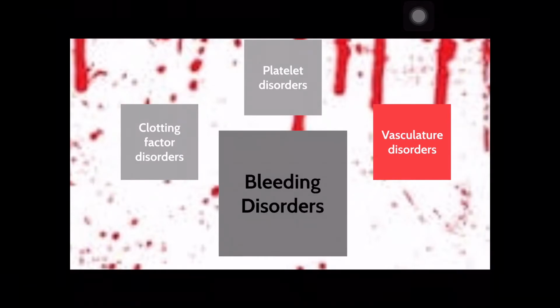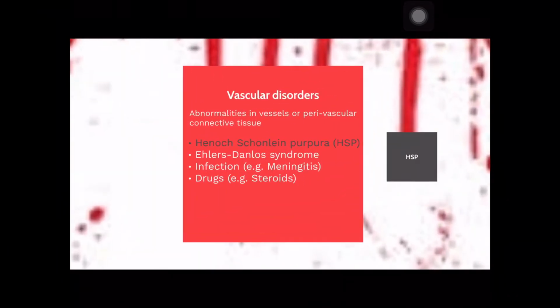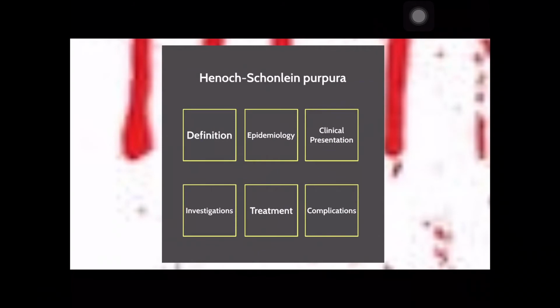Welcome back to another part of bleeding disorder, that is vascular disorder. Vascular disorders are the abnormality in vessels or perivascular connective tissues. Examples of vascular disorder are Henoch-Schönlein purpura and Ehlers-Danlos syndrome, infection like meningitis, and steroid drugs. In today's topic, I'll be talking more about Henoch-Schönlein purpura to you all. Without further ado, let's look into Henoch-Schönlein purpura.